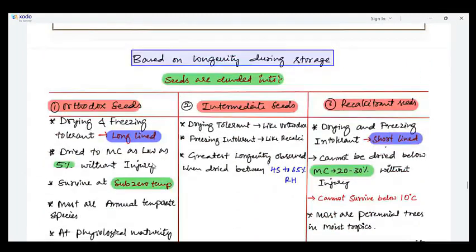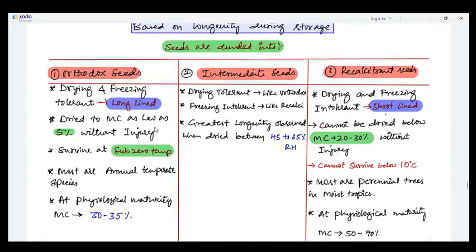During storage, we have a classification based on longevity. Seeds are usually divided into three different types: orthodox seeds, intermediate seeds, and recalcitrant seeds. This classification is based on longevity during storage. I hope you already know the clear-cut difference between orthodox and recalcitrant. We have another term here called intermediate.